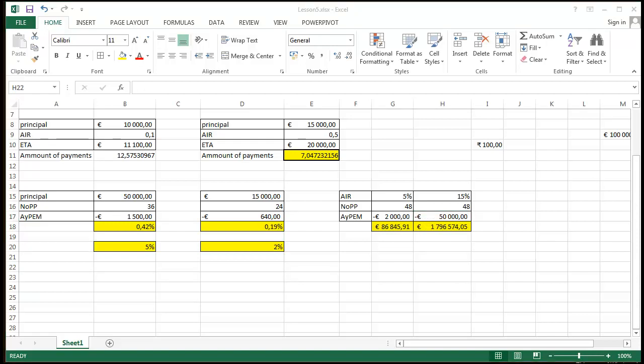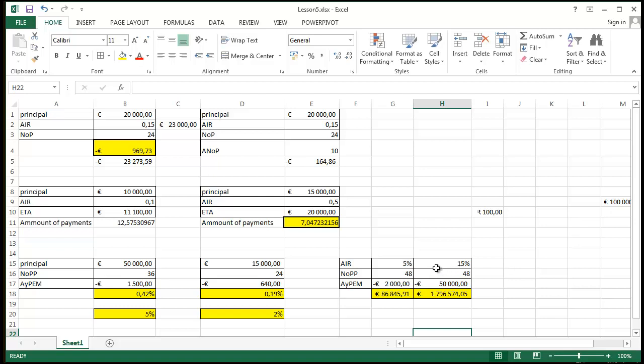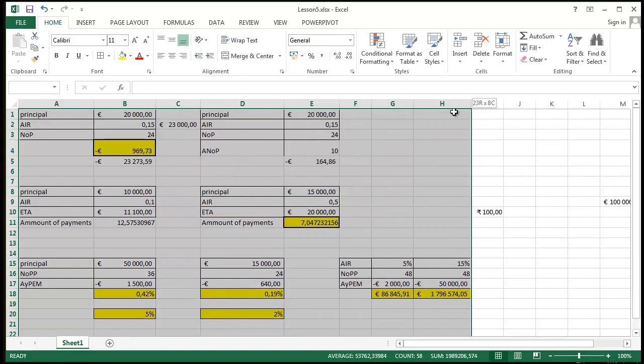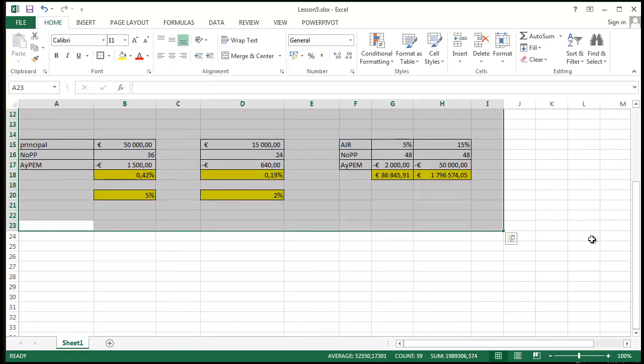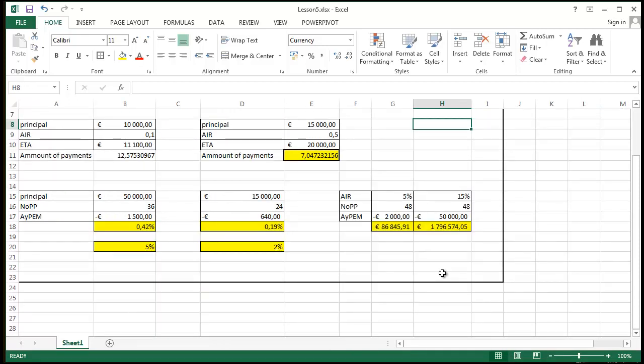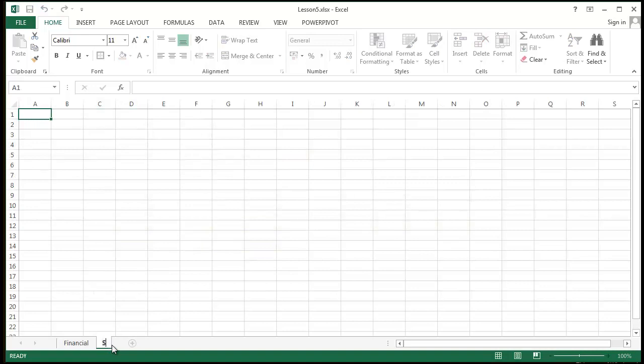Now, let's move on to a new topic, which is statistics. Of course, statistics regarding functions and how to use them. So I will mark this area in which we previously worked with a thick border, just to separate it from all the rest of the data. Let's write in financial, and let's create a new sheet. That's right, let's rename it. And we will be working on sheet 2, and here we will input statistics.